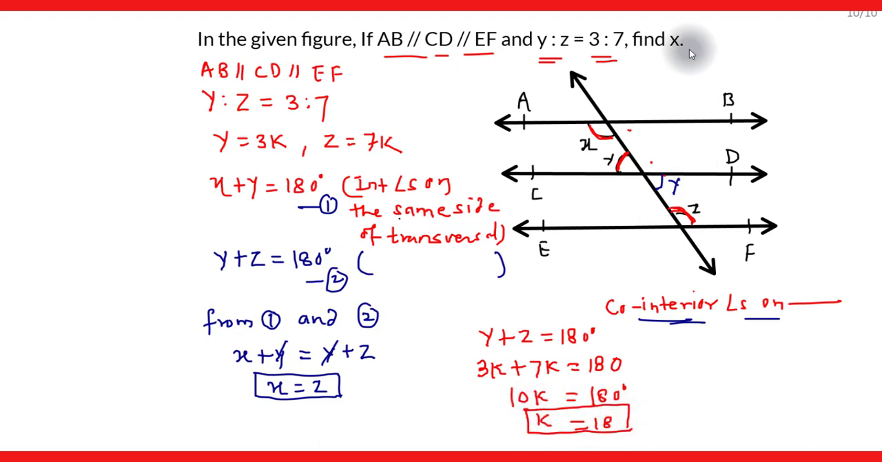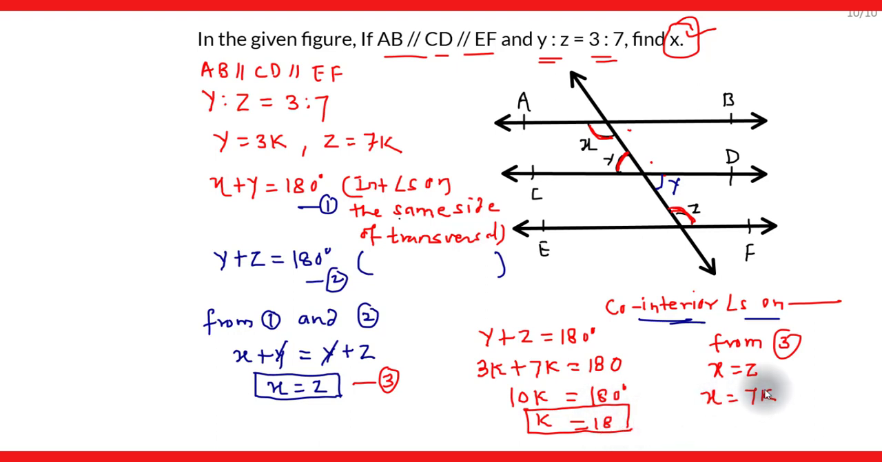But we have to find the value of x. How will you find the value of x? Can anyone suggest how you will find the value of x? We have got the value of k as 18 and we have to find the value of x. Yes, you are correct. Here x is equal to z. Correct? X is equal to z. What is z? Z is 7k. So if this is number 3, then from 3 what we get? That x is equal to z, but z is what? It is 7k. So x is equal to 7k.